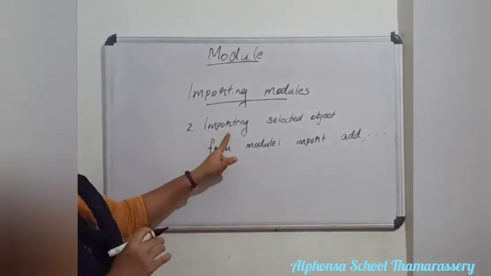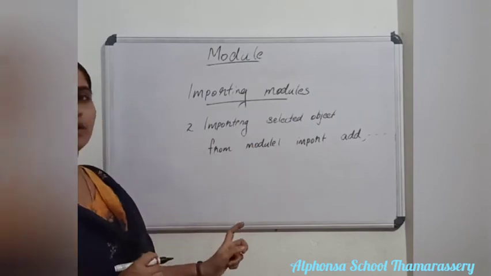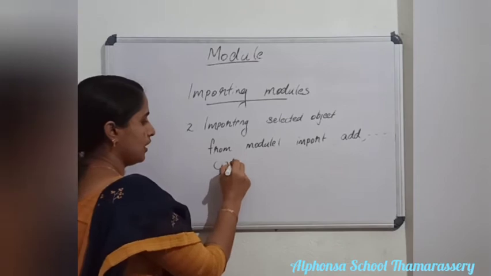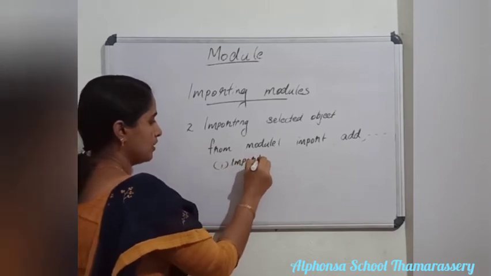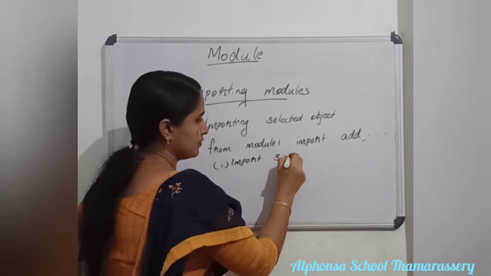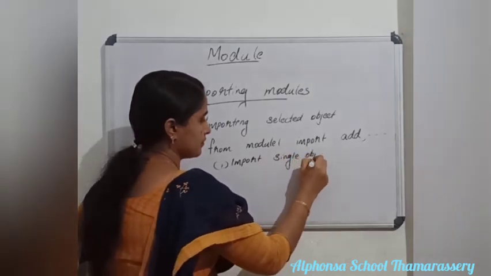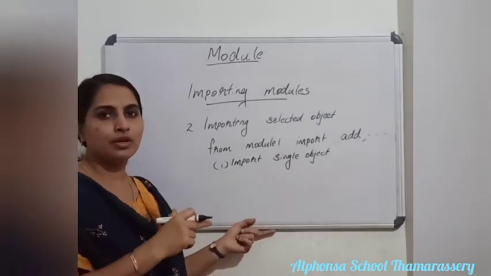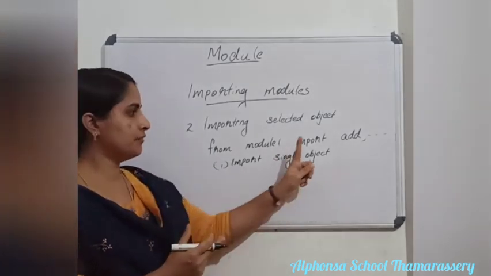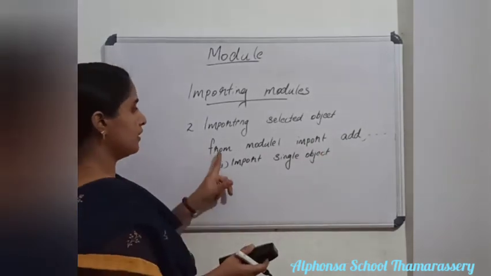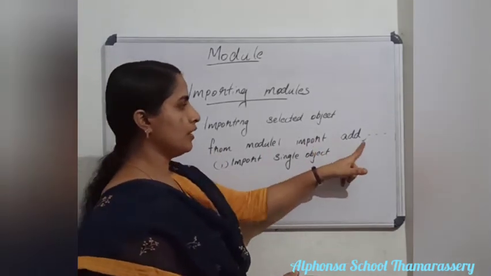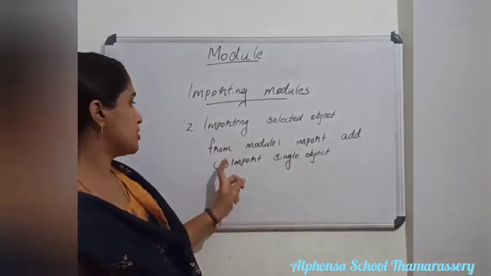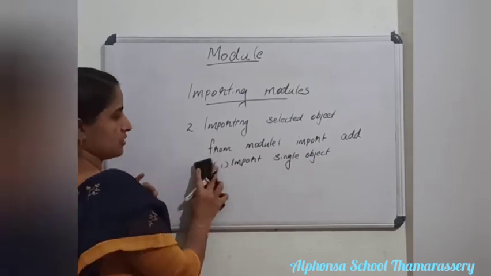And to import selected objects from a module, there are two methods. The first one is importing a single object. That means only one object I need to import, like the add function only. So I can specify from module 1 import the function name or the element name. So that is importing a single object.